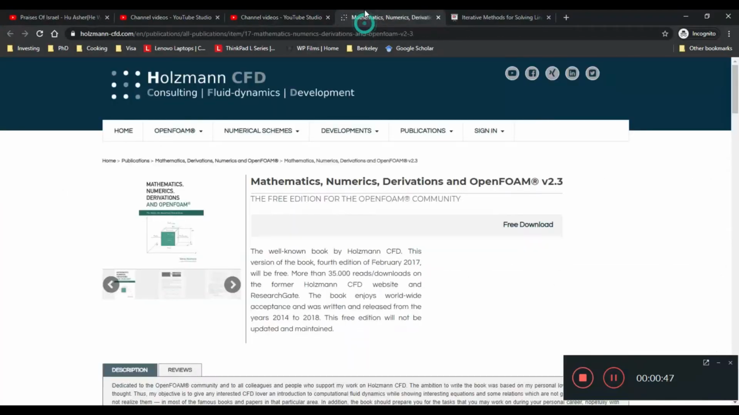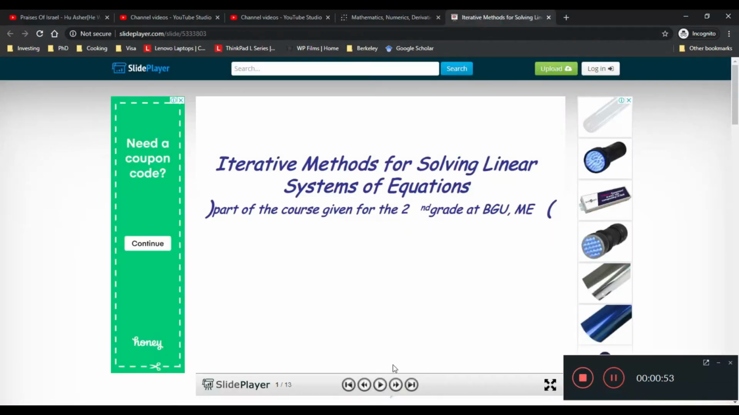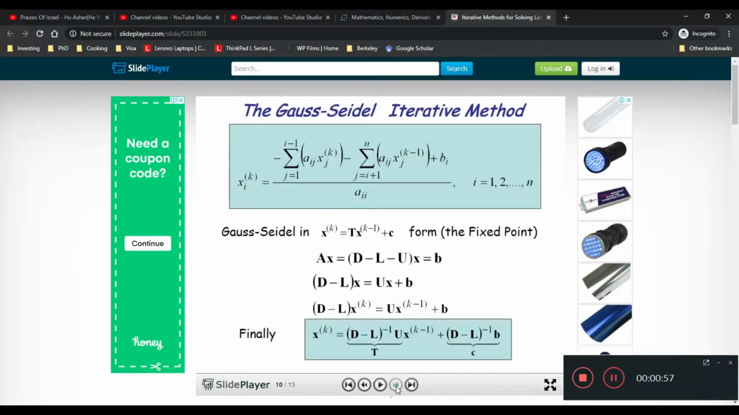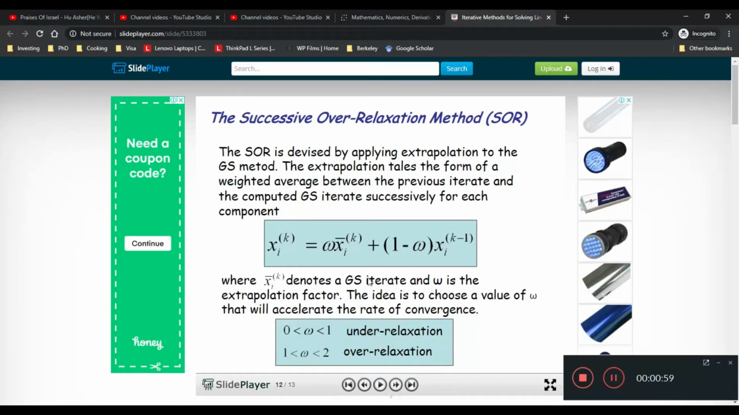You can either look at this source called Mathematics, Numerics, Derivations, and OpenFOAM, or you can look at this PowerPoint slide. I also put this in the description below.